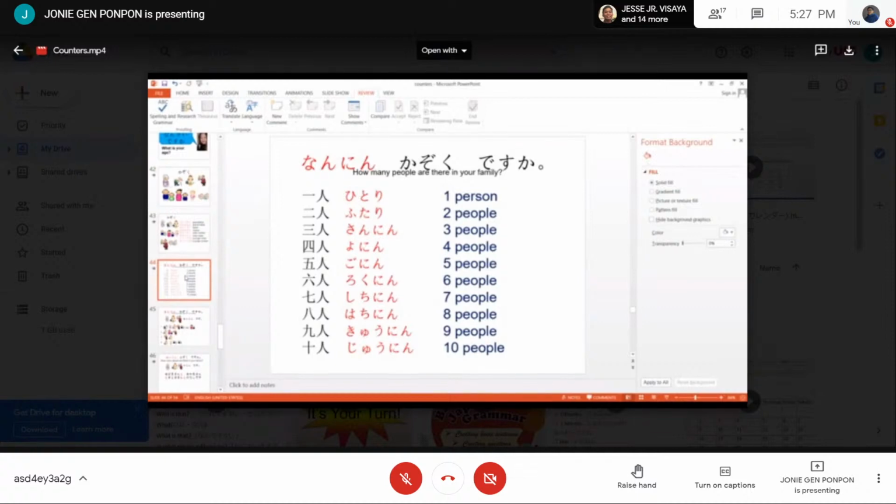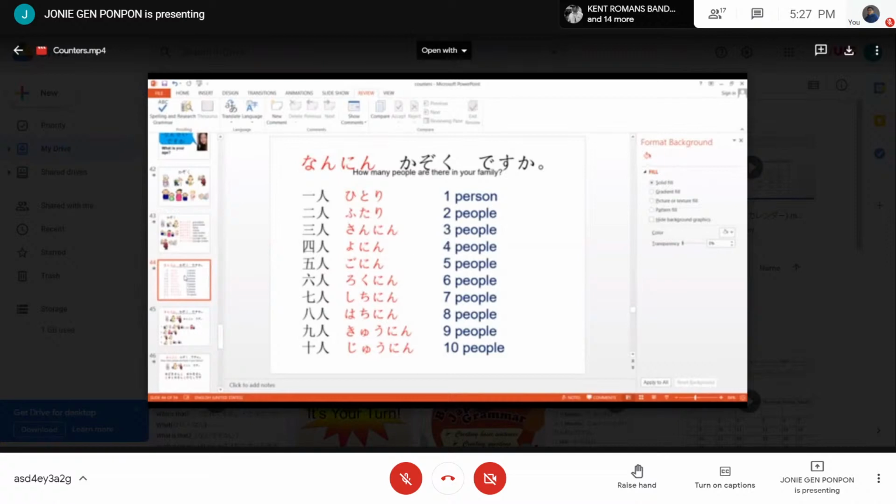That's why kasali kung nasa isang bahay. In a household, kung ilang family sa isang household. Okay? So kasama si lola, kasama si lolo kung kasama sa bahay. So, that is nan nin kazoku desu ka? Or if you want to say your family lang, your mother, father, and then siblings, pwede rin. That is kazoku.